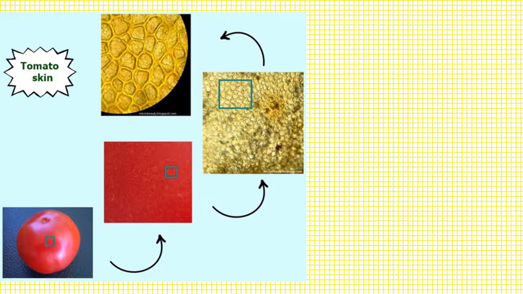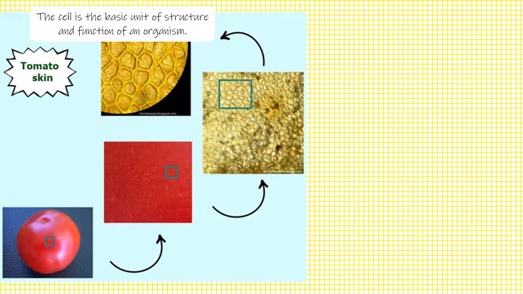Let's take a close look at the tomato skin. If we look close using special tools, we'll see that the tomato skin is made of many tiny things or building blocks that we call cells. The cell is the basic unit of structure and function of an organism. It is the smallest unit with the basic properties of life.